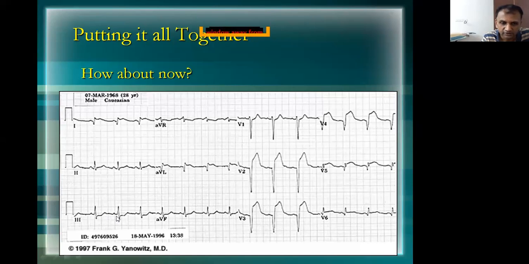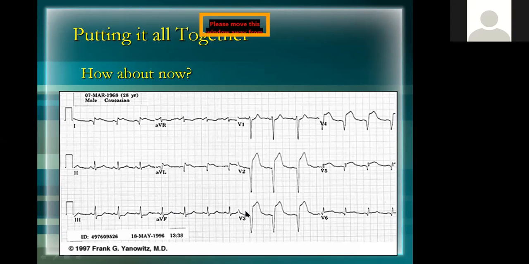Similarly, if you draw a line, this is the isoelectric line. This ST segment is below this line. So even here in the AVF, it's slightly down. But here in these anterior leads, it's elevated. So that's very pathognomonic of an acute MI.